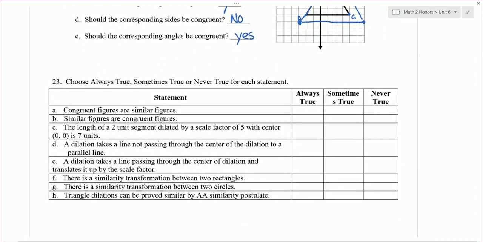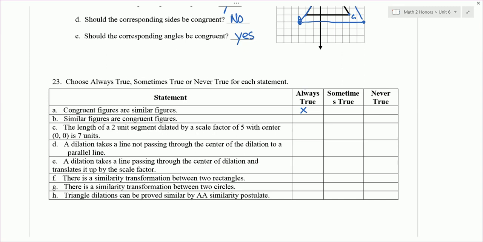Number 23. Choose always true, sometimes true, or never true for each statement. Congruent figures are similar. It's always true because by definition of similarity, something is similar if it has all angles congruent. That's true in congruent figures. And similar figures have proportional sides, and that's true in congruent figures.